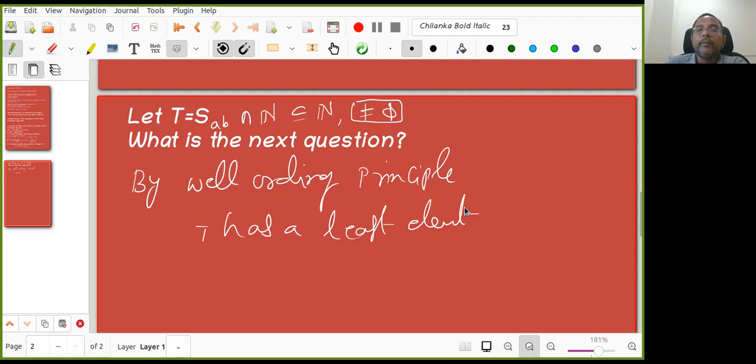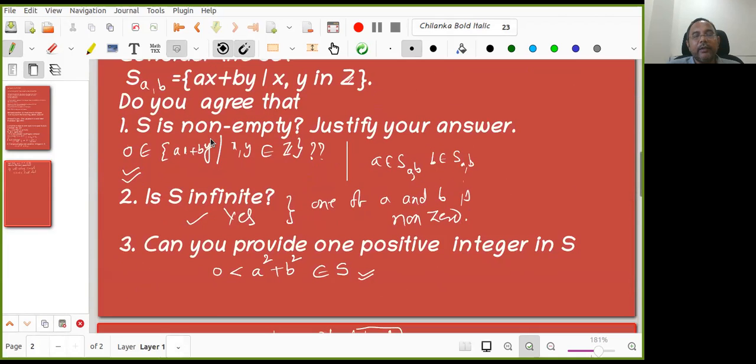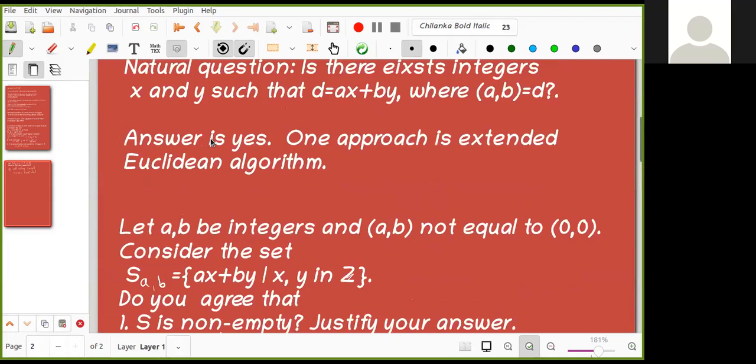So can you say some number, Kanishk? Which one do you want me to take? Sir, 1. No. See, I do not know S of A and B. How can I take 1? I don't know T. S of A, B is ax plus by. Yes, right, sir. So let us see.